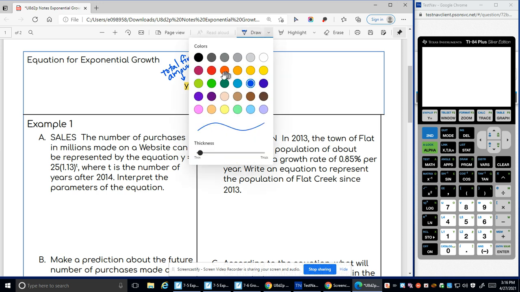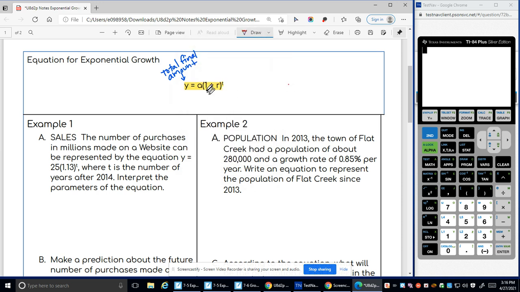Let's go ahead and look at a. A is right up front, and this is our initial value. Right here, r is our rate of change, sometimes referred to as common ratio. And then finally, we have t right here, and t is for time. Let's see if I can spell it.